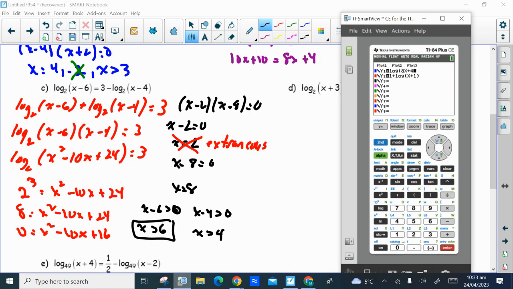And once again, I'm going to check it graphically. So equation 1 will be the left side, which is log base 2 of x minus 6. And if you don't have the newer operating system, that's fine. You just have to use the change of base identity. Log of x minus 6 in brackets divided by the log of 2. The right side will be 3 minus log base 2 of x minus 4.